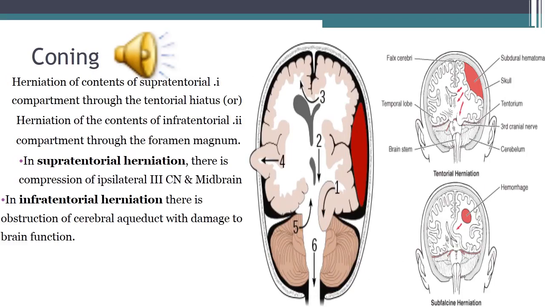One of the very important sequelae of head trauma is coning. Coning is the herniation of the contents of the supratentorial compartment through the tentorial hiatus. It is herniated into the infratentorial region, causing pressure on the brainstem and vital centers, or the infratentorial compartment herniates through the foramen magnum, causing obstruction of the cerebral aqueduct and damage to the vital brain centers.